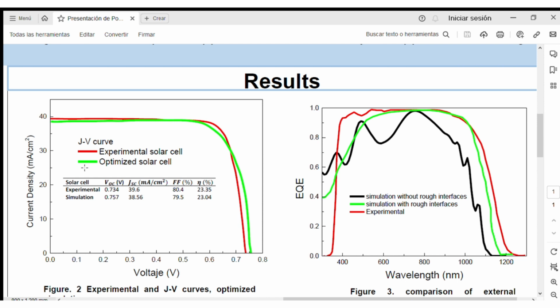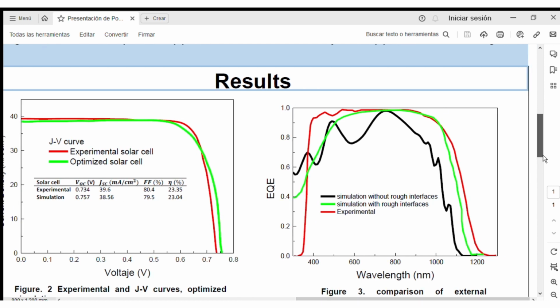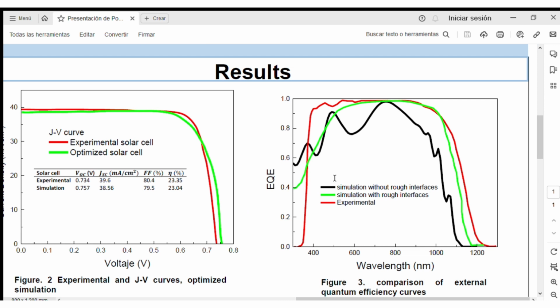In the third figure, a solar cell without roughness in the interfaces is simulated. It demonstrates the external quantum efficiency curves with and without simulation of root mean square interface roughness. It is observed that the EQE without rough interfaces presents very pronounced peaks throughout the entire spectrum from 400 nanometers to 1100 nanometers. At higher wavelength than 1100 nanometers, the EQE curve decreases.